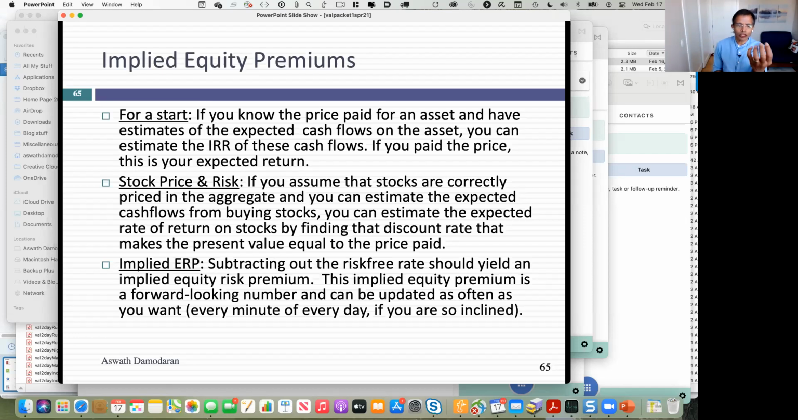But at the end of the process, here's what you have. You have the price for the index, you have the expected cash flows, and I should be able to compute an internal rate of return that makes the present value of my cash flows equal to the level of the index today. It's not rocket science. There's no model there. I'm just taking what I do in the bond market to the stock market.